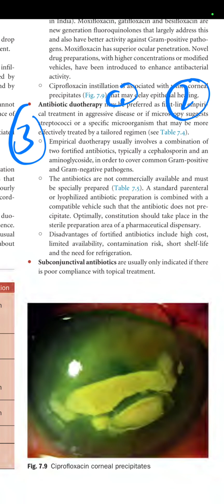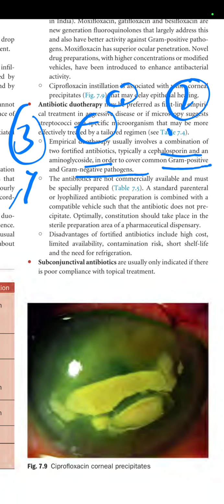Empirical duotherapy usually involves a combination of two fortified antibiotics, especially a cephalosporin and an aminoglycoside. As I told you, two are used: cephalosporin is for gram positive and aminoglycoside is for gram negative, to cover the common gram-positive and gram-negative pathogens. The problem is that these antibiotics are not commercially available and must be specially prepared.